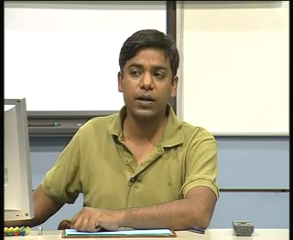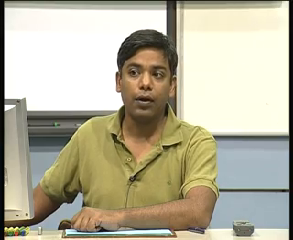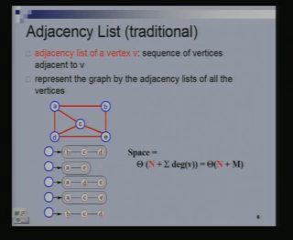So, what is the advantage of this? How is this better than the previous data structure? To find out what are the adjacent vertices of a given vertex, that can be done much more quickly here. How much time does it take now?